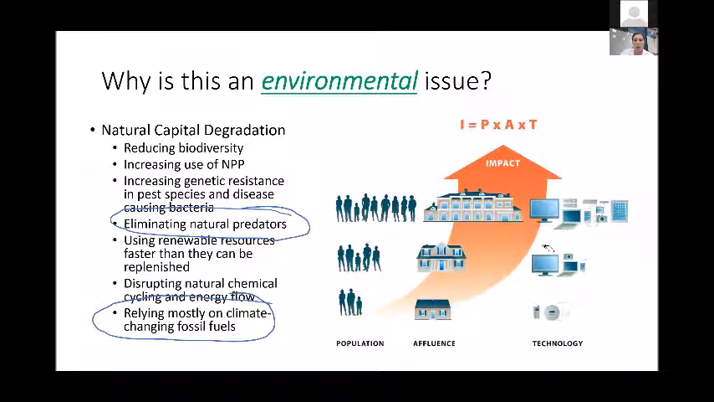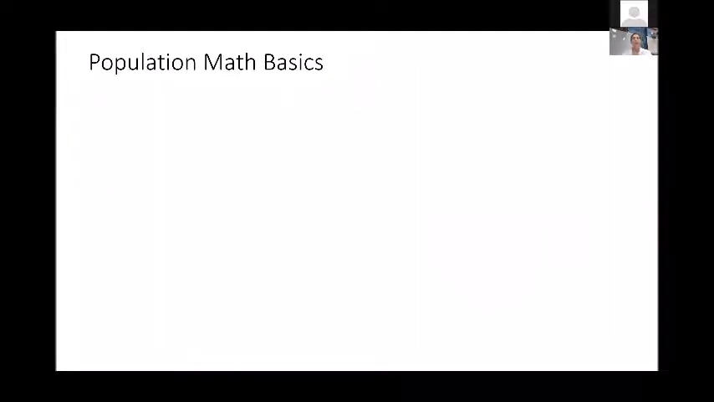So when we think about our population growth, we also have to think about our impact. Those are also related to affluence levels and technology use. So as our population increases, and also as we start to use more resources per person, our impact is magnified. Before we get more into the dynamics of the human population, let's review some of the population math basics that you'll need to know for the AP exam.